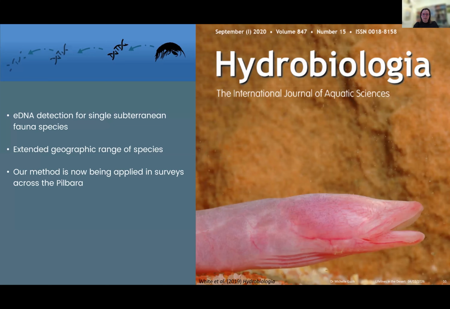And once we developed our assay or molecular magnet, we were able to take groundwater samples, and we were able to apply the method of analysis, and we extended the range of the species by about 3 kilometres. But since then, our method's being applied in surveys across the Pilbara, and the range of that species has been expanded quite substantially, essentially just taking groundwater samples rather than physically sampling the animal. So that's quite unique and was really important for us in terms of demonstrating that we can do the work.